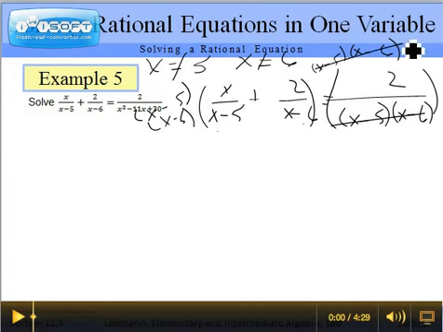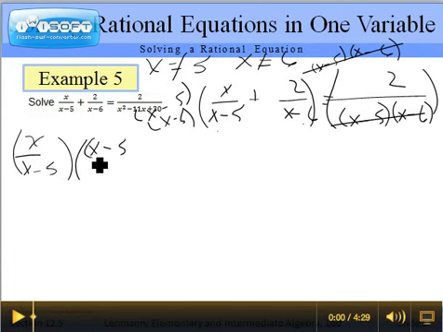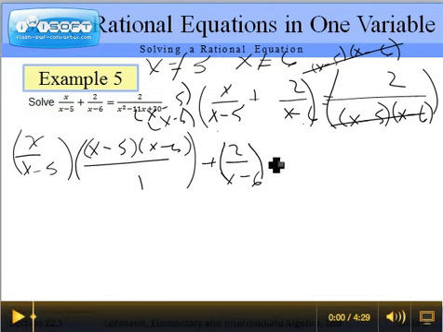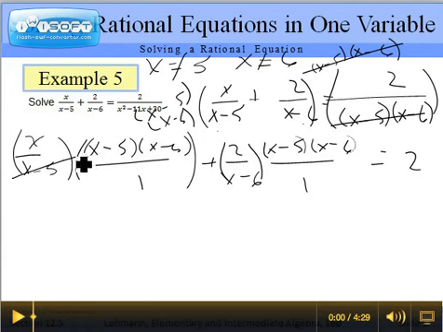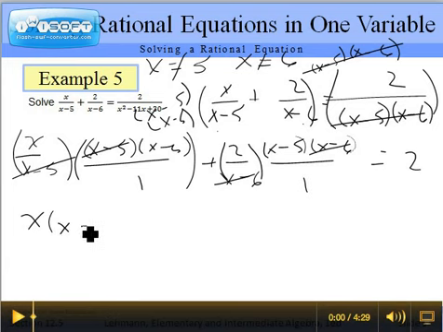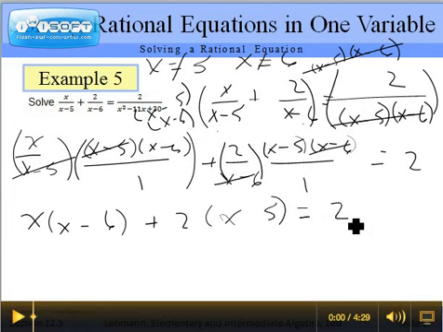I can cancel whatever I can cancel on the right, but on the left I'm going to have x/(x - 5) times (x - 5)(x - 6)/1 plus 2/(x - 6) times (x - 5)(x - 6)/1, all of that equal to 2. Then I'll continue canceling. I'd end up with x(x - 6) + 2(x - 5) = 2.